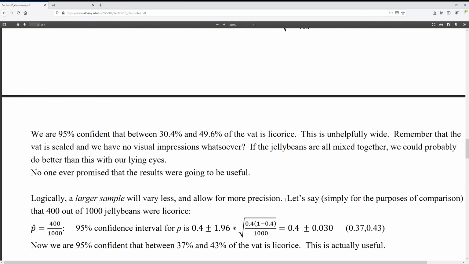For the sake of argument, now let us say, simply for the purposes of comparison, that we took out 1,000 jelly beans and 400 of them are licorice. Let me pause there to add that if you pick out 900 more jelly beans, you're not going to get the same p hat, right? Solely for purposes of comparison. All other things being equal, 40% of our sample was licorice, but it came, for the sake of argument, from a bigger sample. So it's contrived, yes, but just to have a comparison.